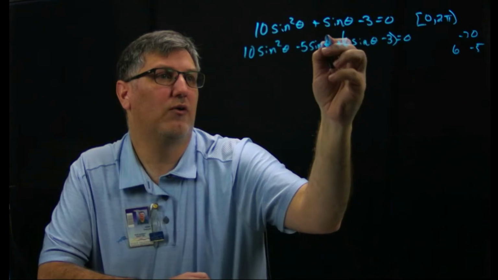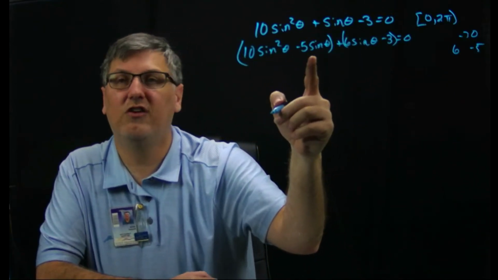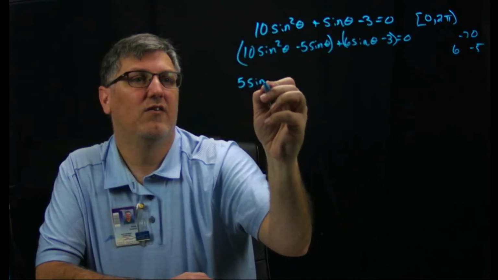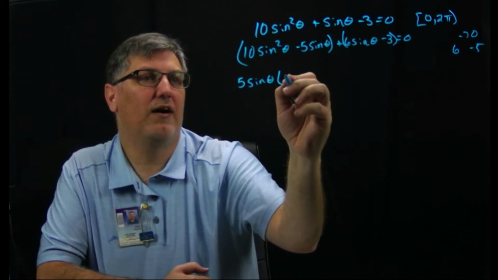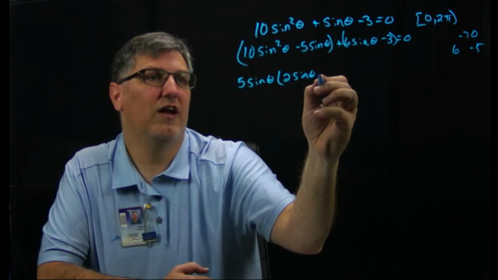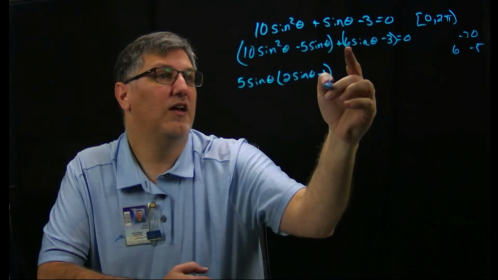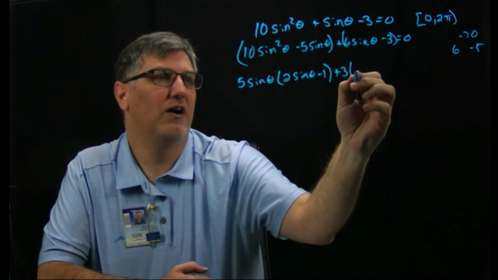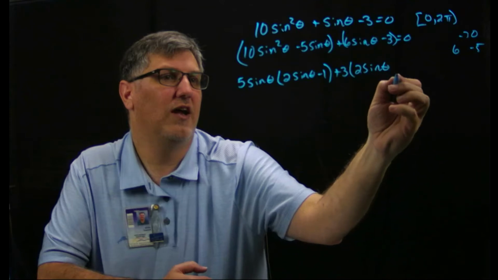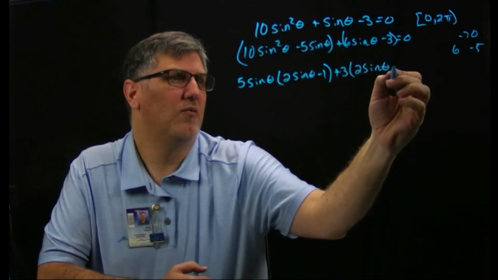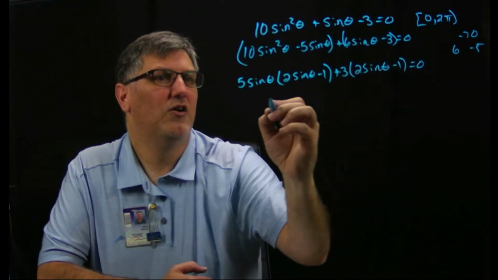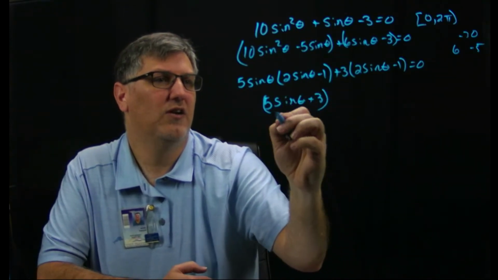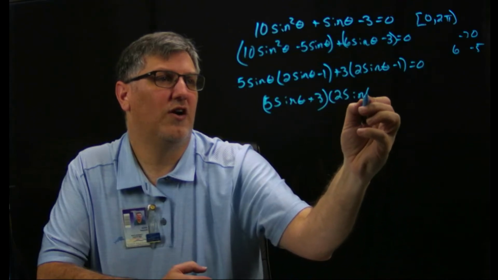We're going to group like we always do with AC. We're going to take out a GCF. In this one, it's going to be 5 sine theta, and that leaves me back with 2 sine theta minus 1. And then here I've got a 3, which is the greatest common factor. So we'll take a 3 out, and that leaves me with 2 sine theta minus 1. So this finished factors to 5 sine theta plus 3 times 2 sine theta minus 1 equals 0.